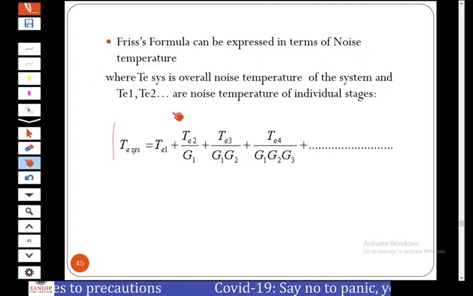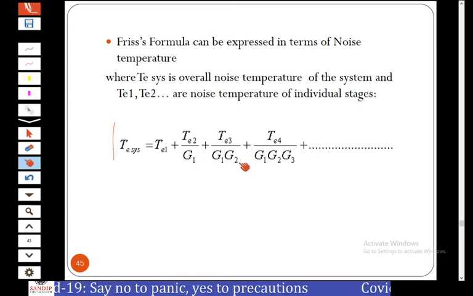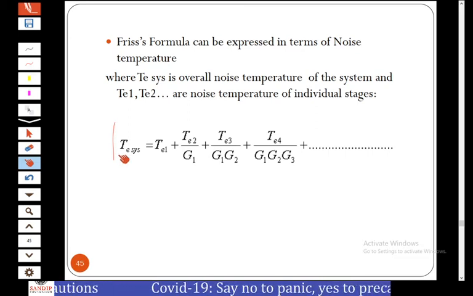Now this noise temperature formula can be extended for a number of elements connected in cascade, and is also known as the Friis formula. Here the Friis formula is expressed in terms of noise temperature, where Te system is the overall noise temperature of the system, and Te1, Te2 are the noise temperatures of the individual stages. Hence, Te system equals Te1 plus Te2 upon G1 plus Te3 upon G1 into G2 plus Te4 upon G1, G2, G3 plus so on. This can be extended for any number of elements connected in cascade, in the form of Friis.